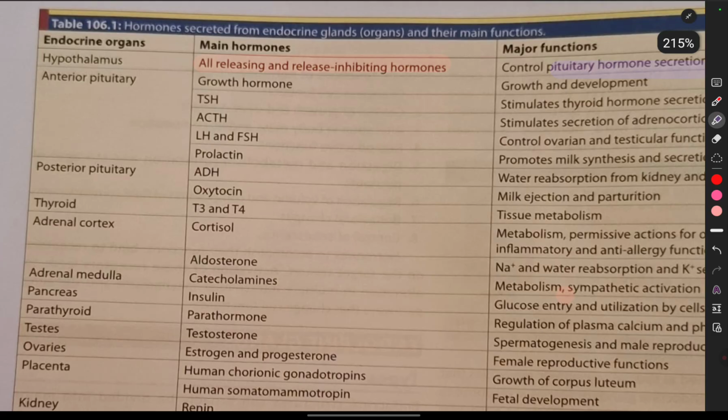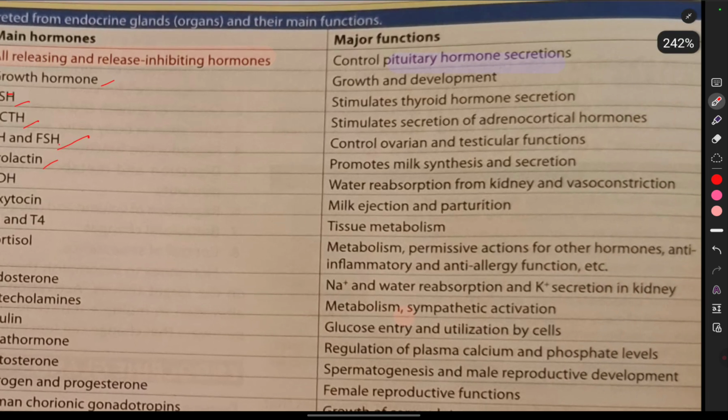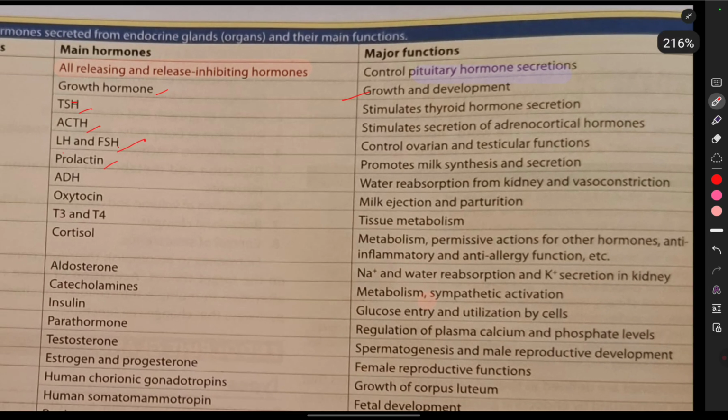Now the anterior pituitary and the posterior pituitary: we have growth hormone, TSH, ACTH, LH, FSH, and prolactin. TSH is thyroid stimulating hormone, LH is luteinizing hormone, FSH is follicle stimulating hormone, and prolactin. We'll see that in subsequent videos. Growth hormone helps in growth and development. TSH stimulates the thyroid. ACTH stimulates the release of the adrenocortical hormones. LH and FSH control ovarian and testicular functions, like the development, the process of spermatogenesis, and the maturation of the ovary.